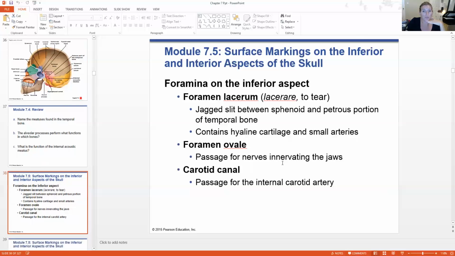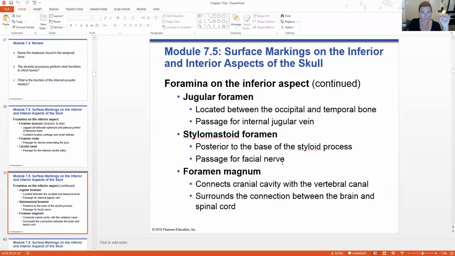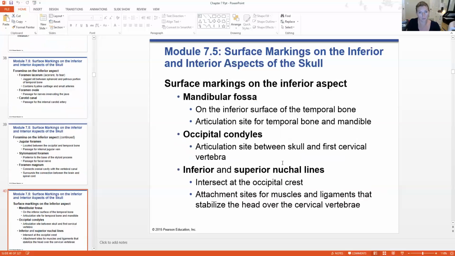Just moving through, you have the foramen lacerum, the foramen ovale, and the carotid canal. You will see these in lab, and you'll have to identify their structure and identify which one they are in lab. In lecture, you have to know their purpose. So you have to know what they're there for. The jugular foramen, stylomastoid foramen, foramen magnum, all passageways for either nerves or veins. The foramen magnum would be the spinal cord.